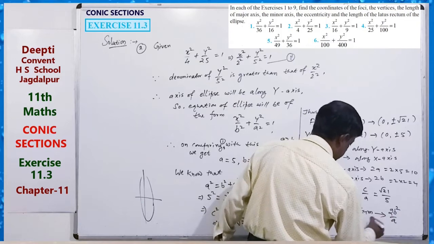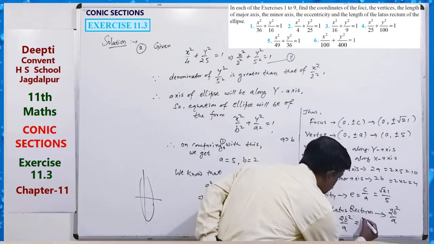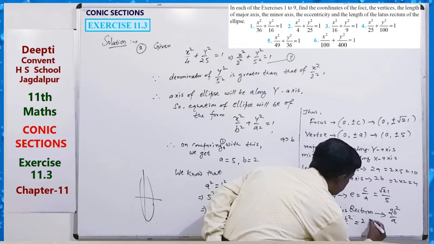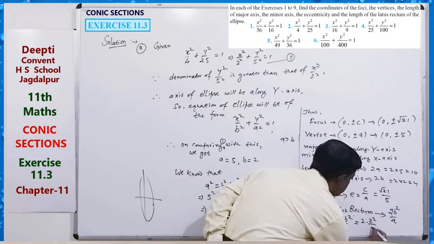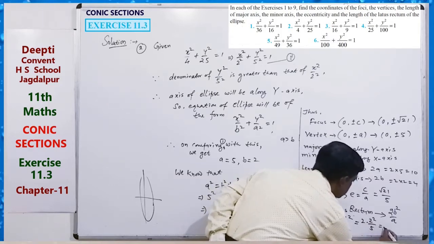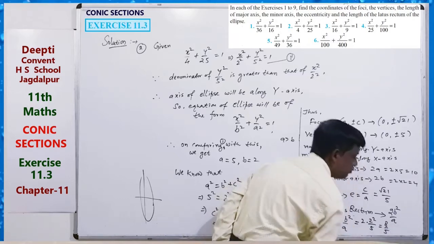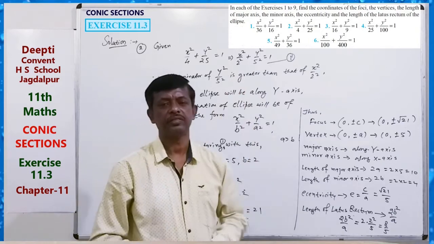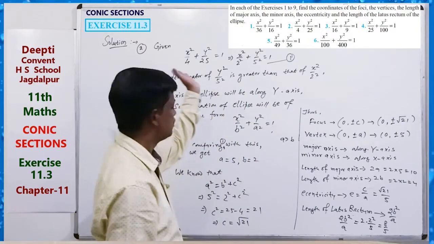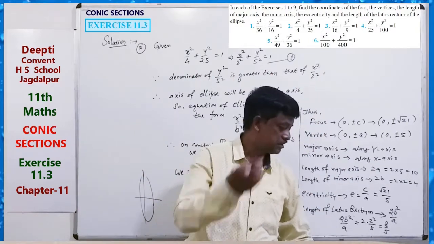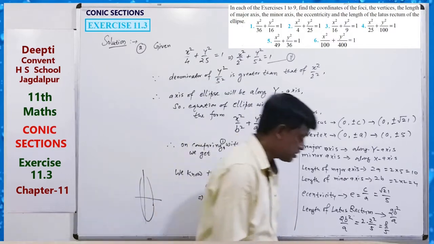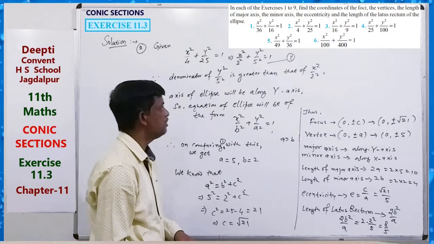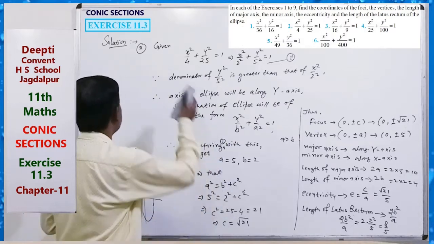And 2b square by a. So 2b square means 2 into 2 square upon a means 5. So 8 by 5. So these are the values. So we can find for all the questions, 2nd, 3rd, 4th, 5th, 6th, 7th, 8th, 9th. Here just see questions 7, 8, 9. They are not given in a standard form. Just you have to write in a standard form.